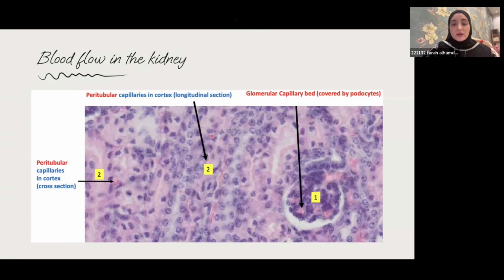And then we have the peritubular capillaries, whether they are cut longitudinally or in a cross section. So when you have a vessel and you cut it in cross section, you would see a circle. So here, this one was cut in cross section, and these ones were cut longitudinally. Okay, basically these are peritubular capillaries because they're outside of the glomerulus. So anytime you see a capillary that is not in the glomerulus, these are peritubular capillaries.